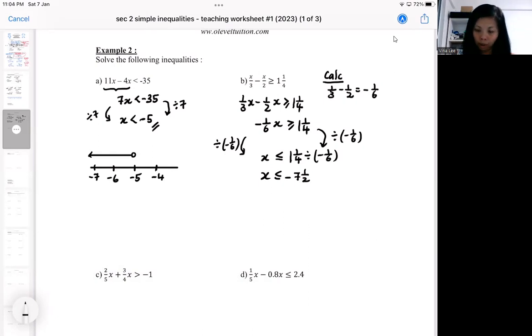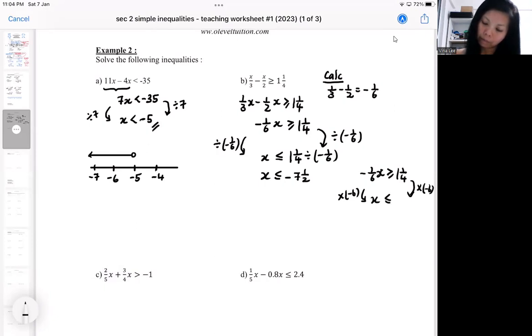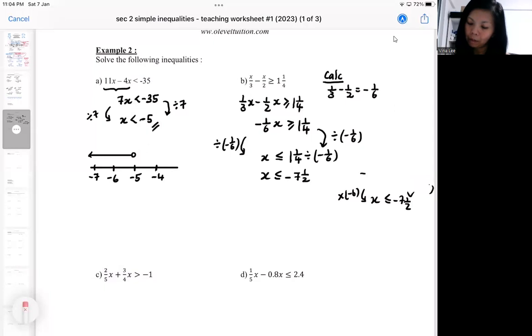Of course, if you want to, you can actually multiply by -6 on both sides. You can do it this way. You still need to reverse the sign because you're still dealing with a negative number. So it's your choice. Do you want to multiply both sides by -6 or divide both sides by -1/6? That's your choice.